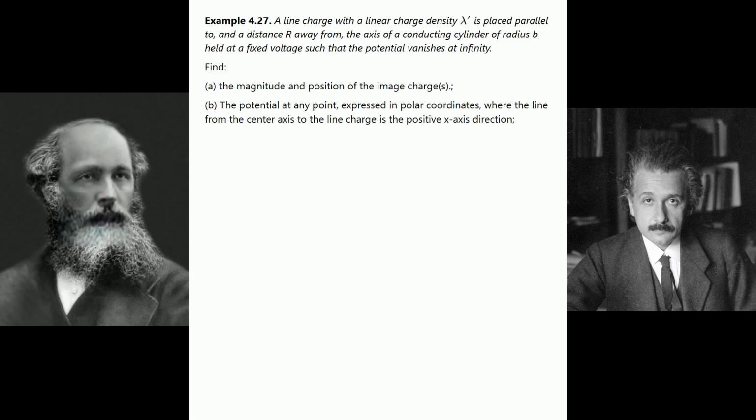Example 4.27. A line charge with a linear charge density lambda prime is placed parallel to, and a distance r away from, the axis of a conducting cylinder of radius b held at a fixed voltage such that the potential vanishes at infinity. Find a. the magnitude and position of the image charges.